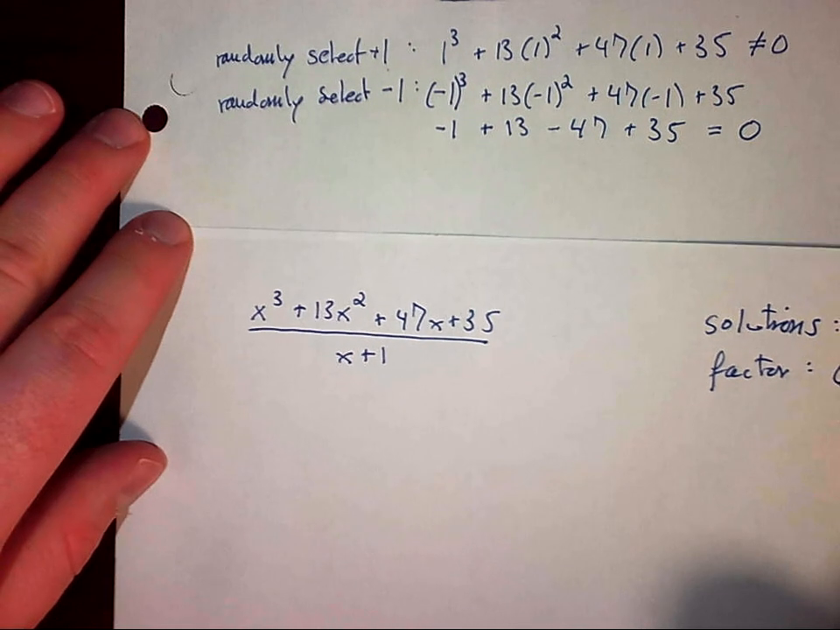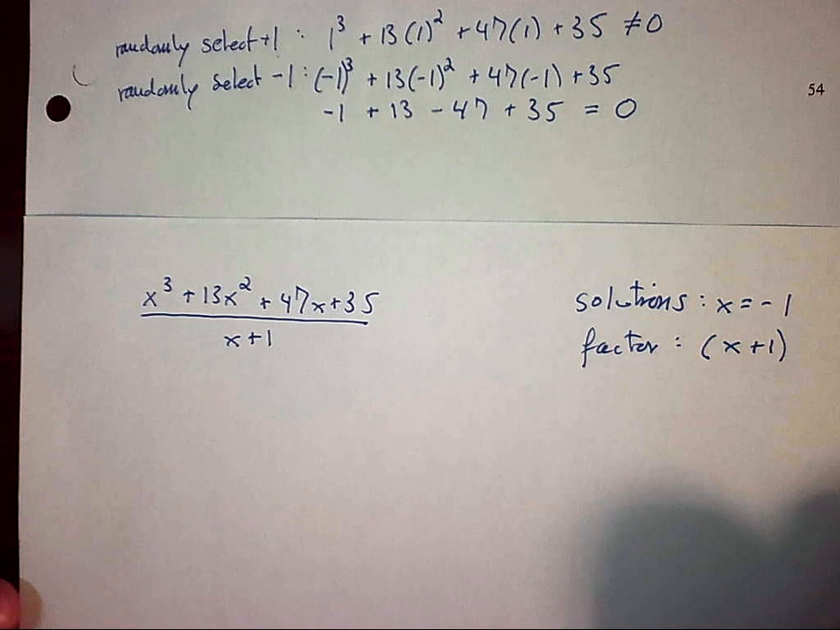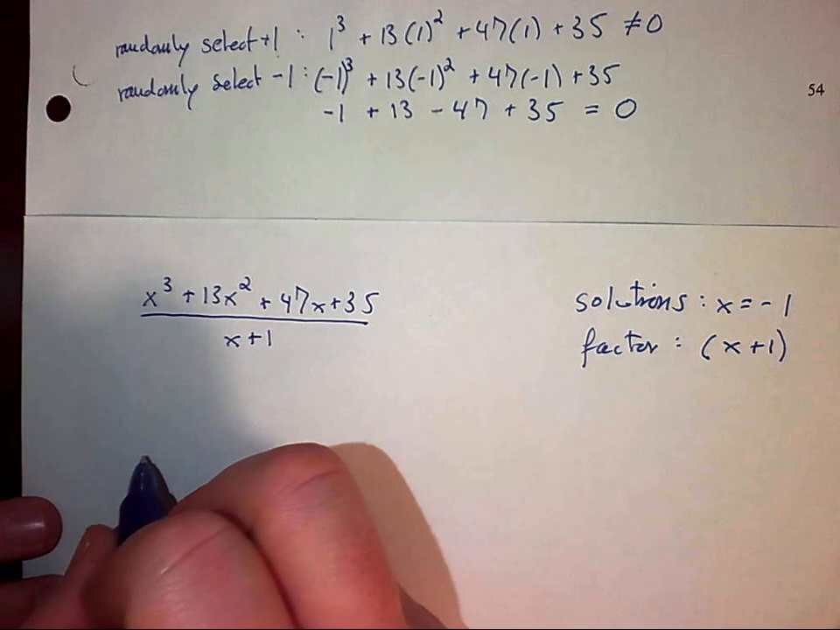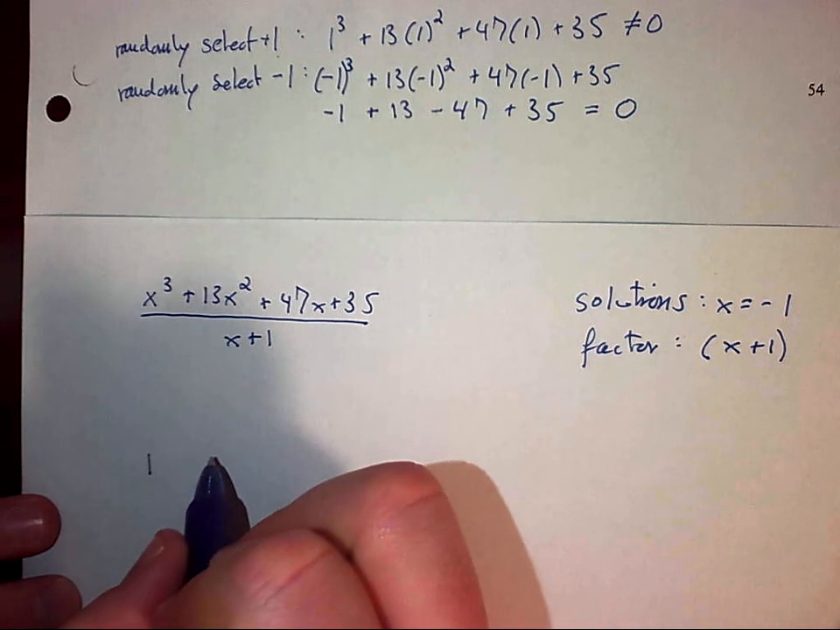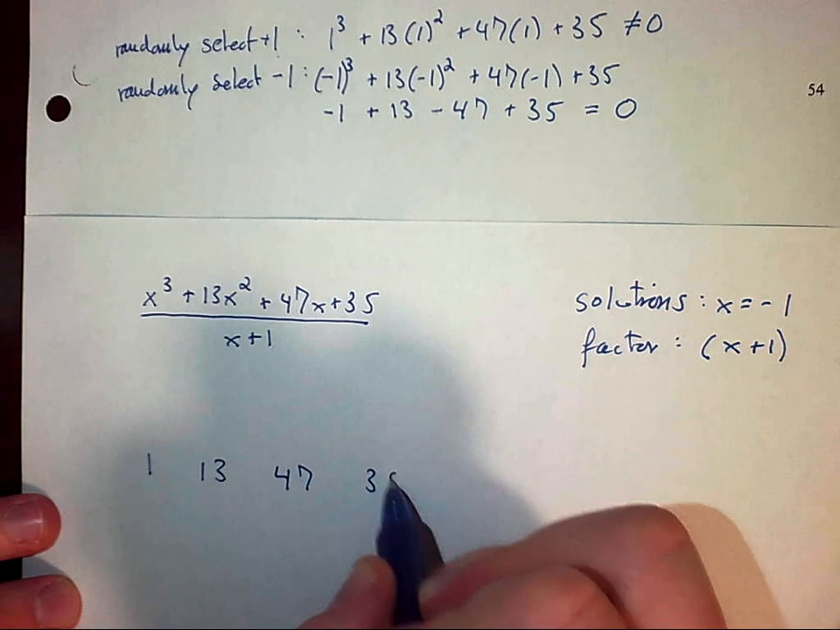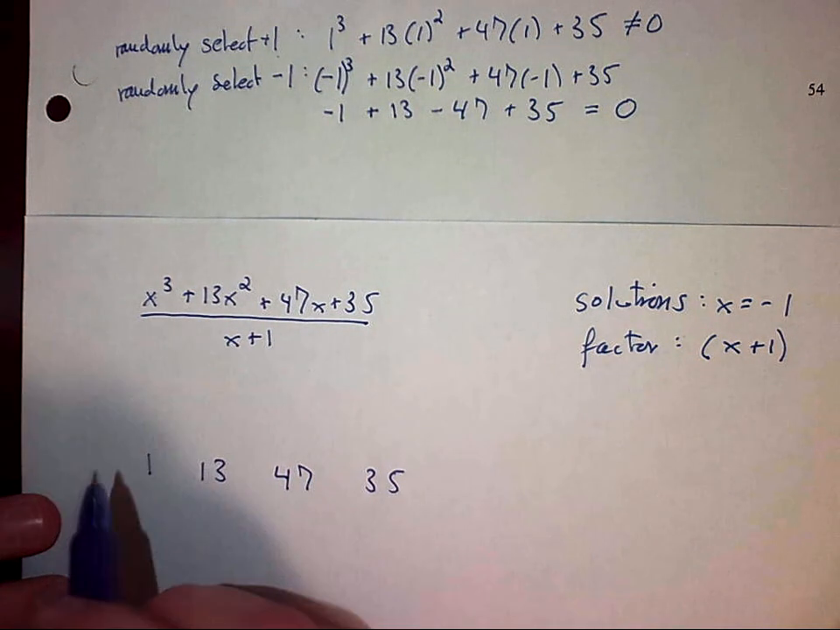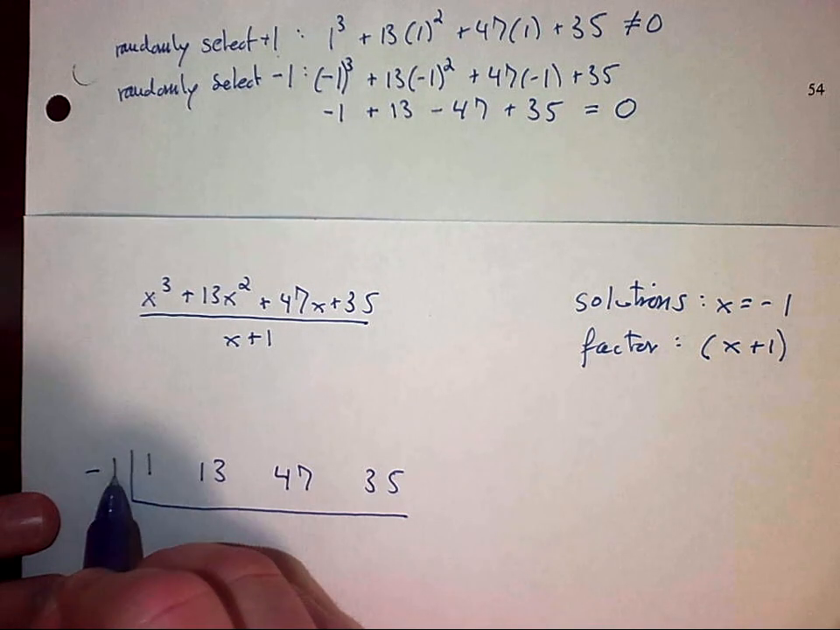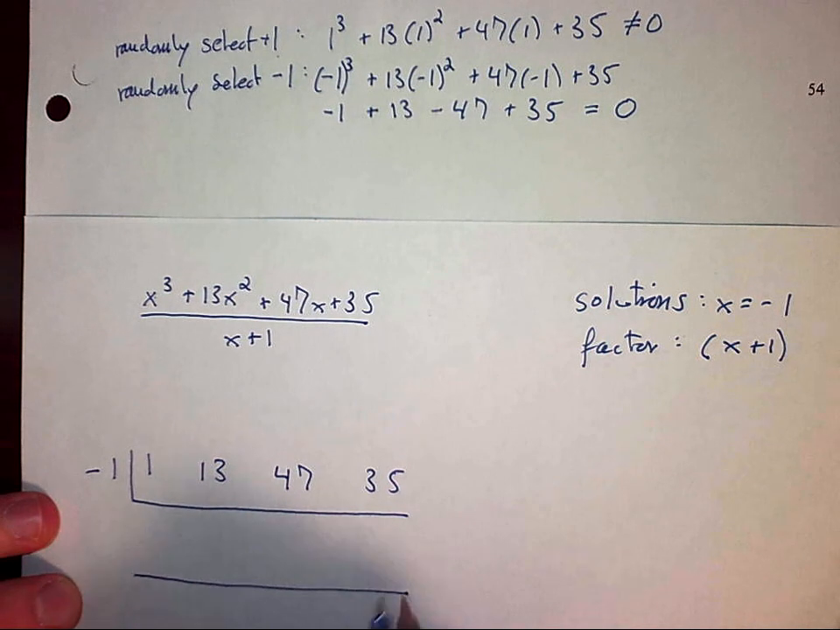There's a couple of different ways that we can do it, but I think consensus showed last class that a lot of people prefer synthetic division. So let's go ahead and do synthetic division. Our coefficients are going to be 1, 13, 47, and 35. I don't skip any terms in here, so I don't have a 0 down here. And over here, since this is a positive 1, I'm going to write a negative 1. This is our setup for synthetic division.